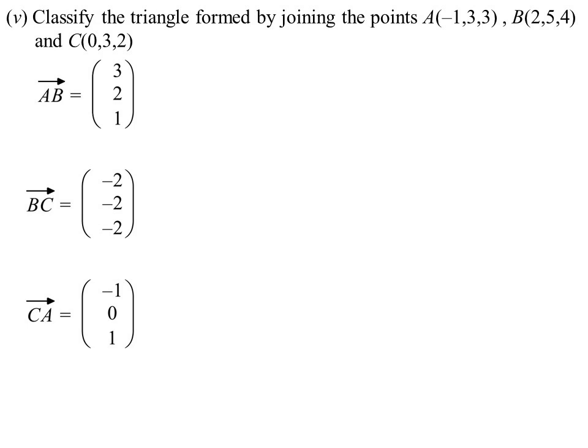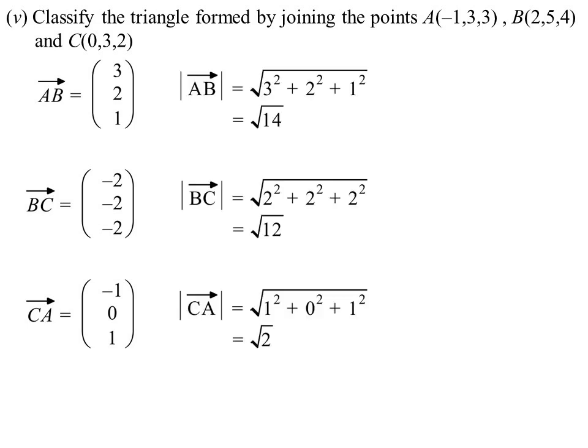To classify the triangle, well, we normally classify them by their sides, isosceles, scalene, equilateral, that sort of thing, or angles, right angle triangle, acute angle triangle. I'm going to look at the sides, length of the sides, see if I can pick anything there. So the magnitude of AB turns out to be root 14, BC root 12, and CA root 2. Now I notice with those 3 we satisfy Pythagoras' theorem, because the CA squared plus the BC squared would equal the AB squared.